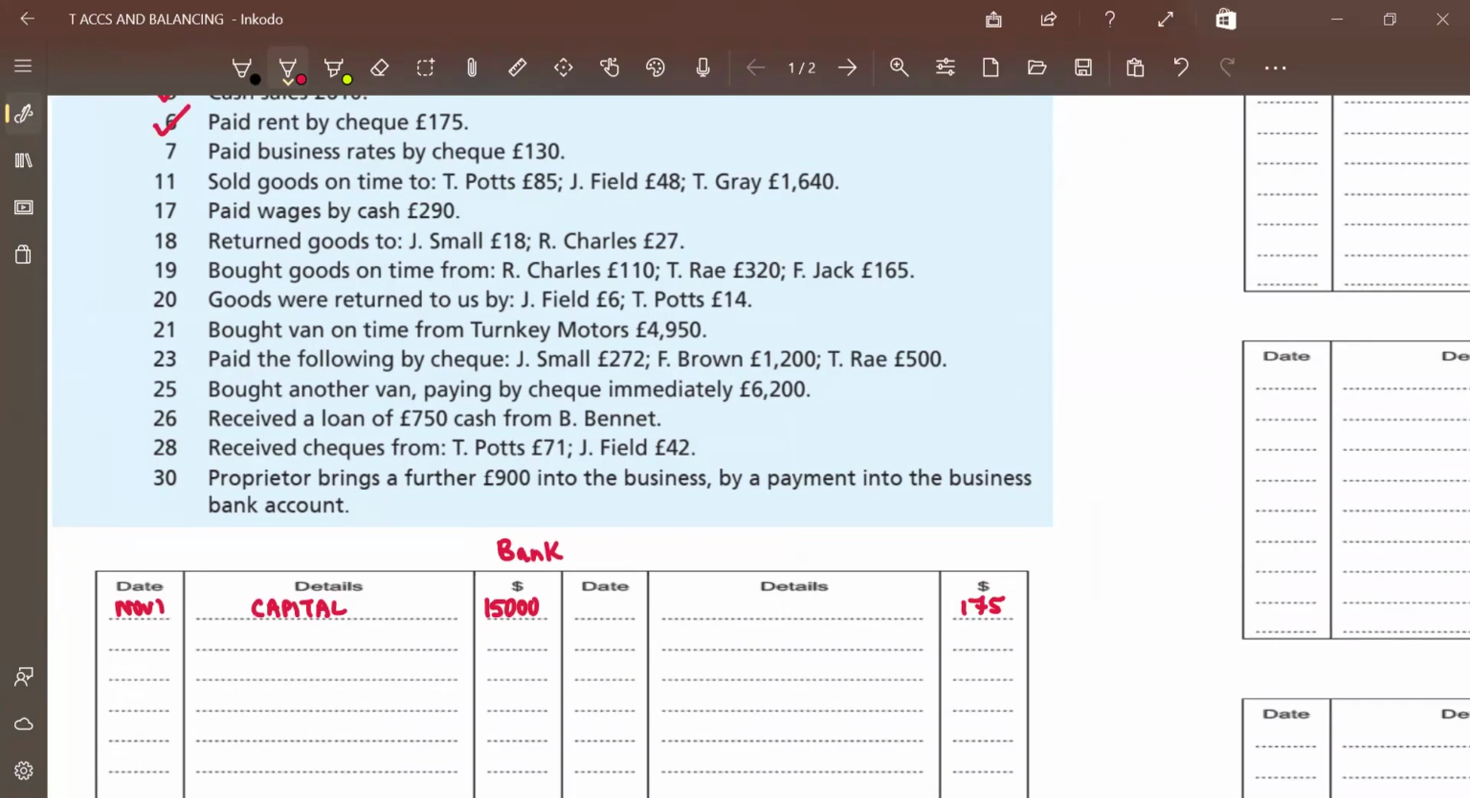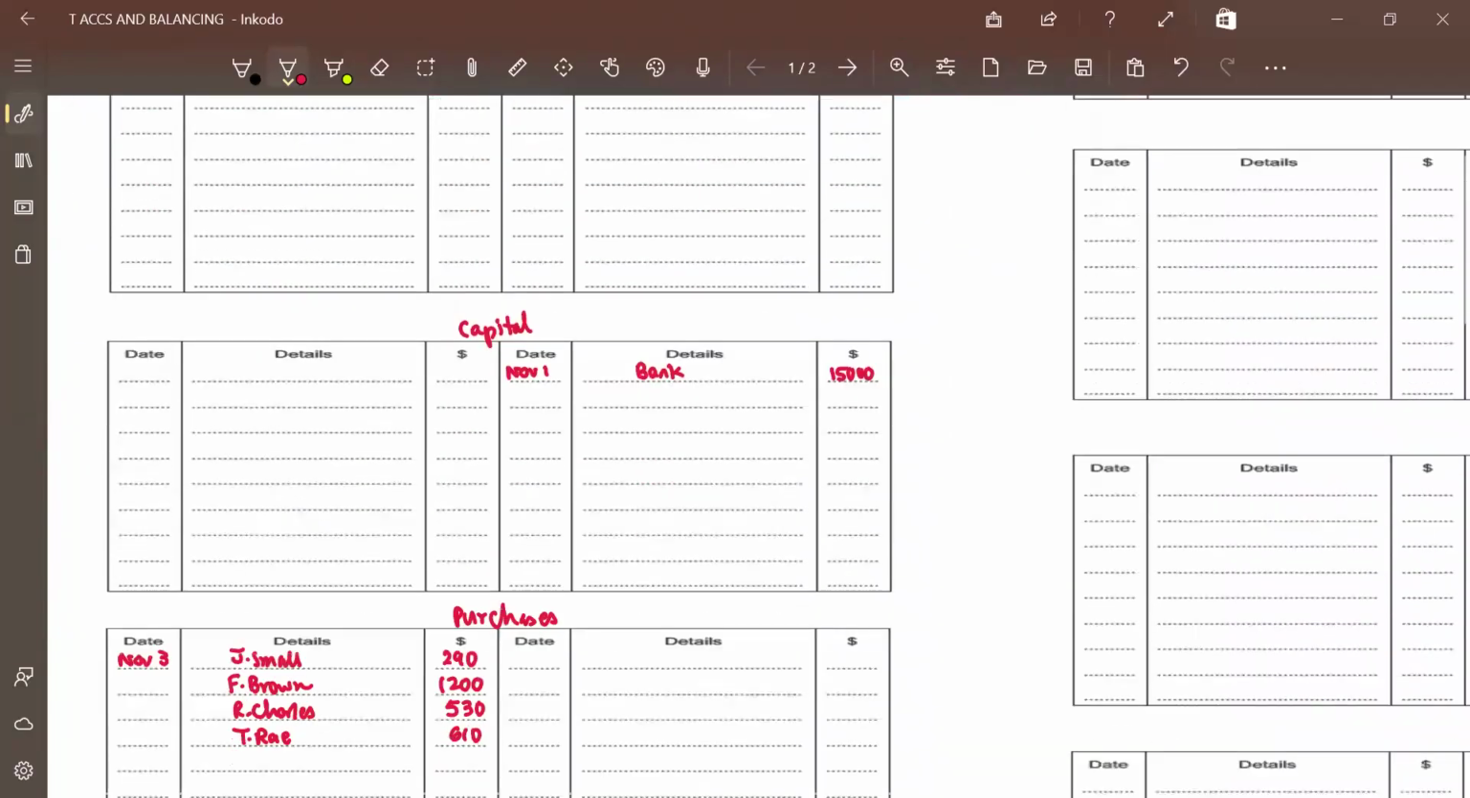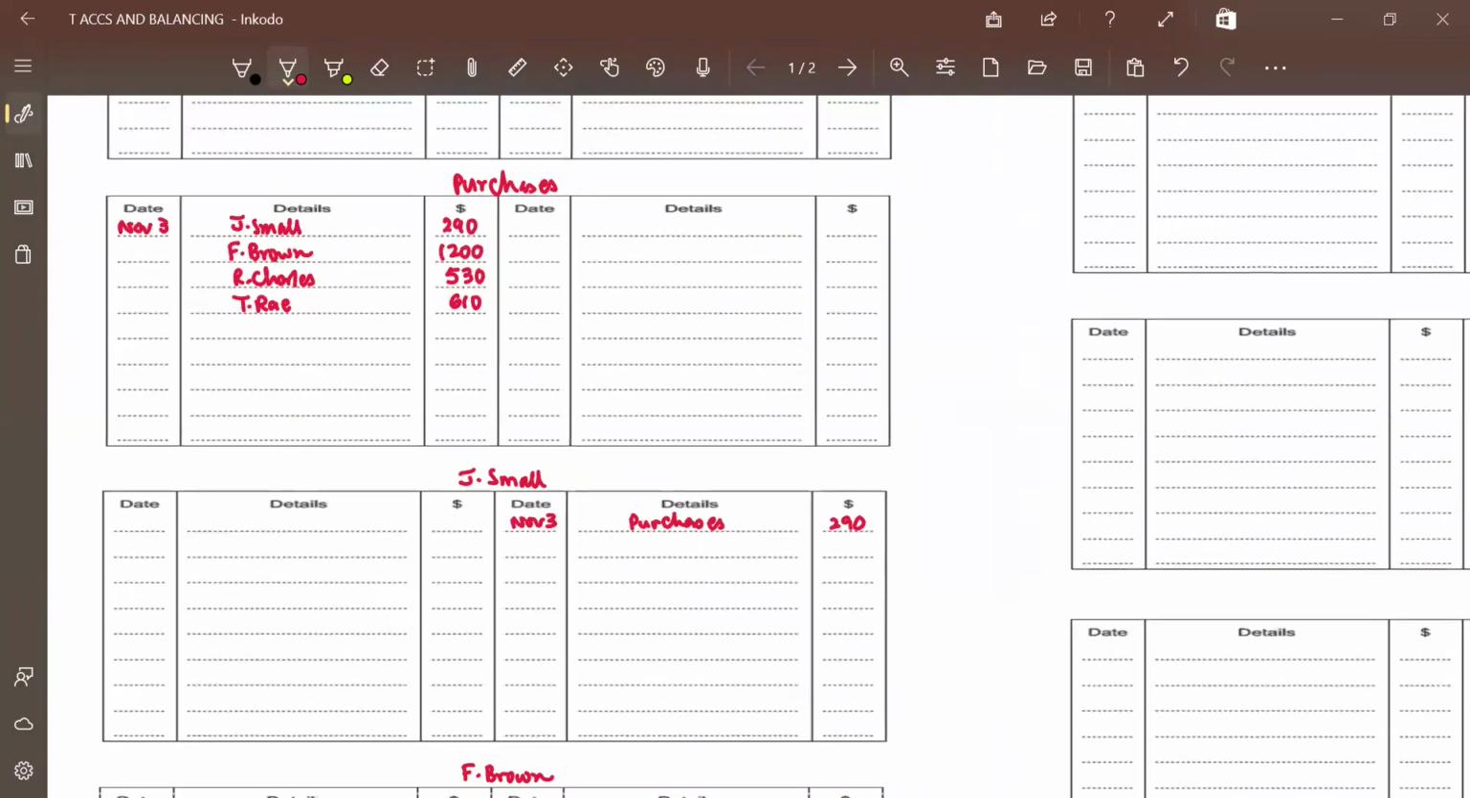And if I am the owner and you're the accountant and I ask you, where did this 175 go? You'll say, sir, you can look at the cross reference, which says rent. Rent is paid on the 6th of November. So you'll have to prepare a T account for rent as well. One is credited. For every debit there has to be a credit. For every credit there has to be a debit.